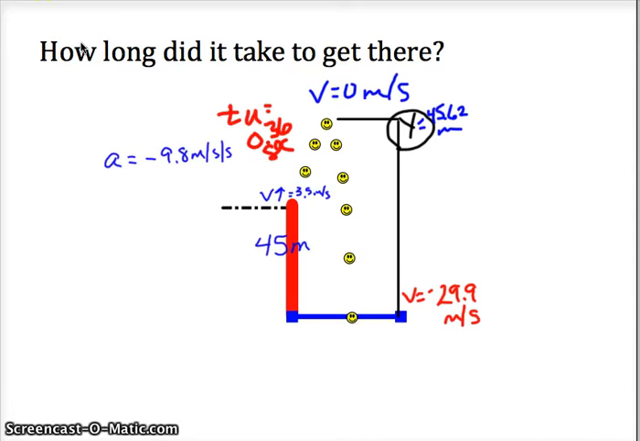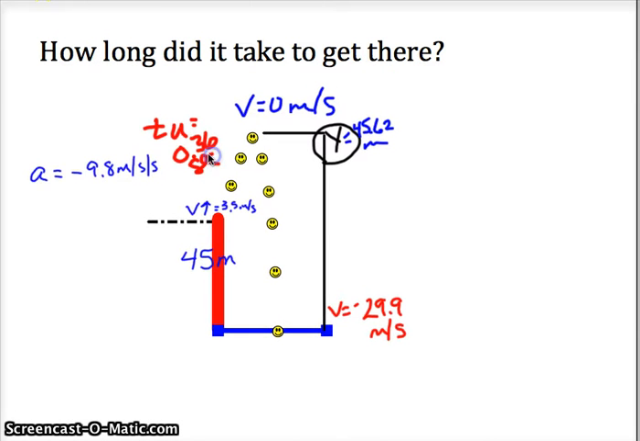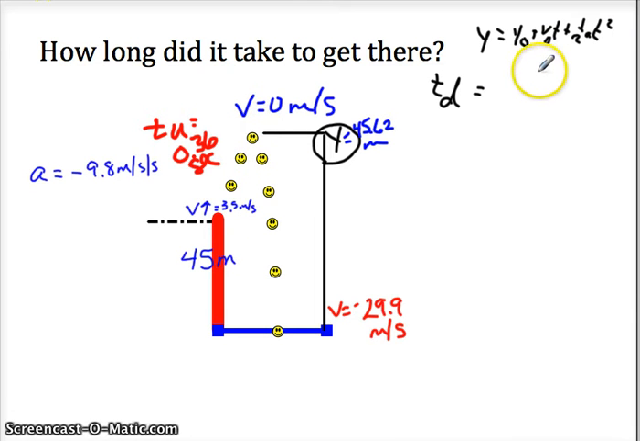The final question is, how long did it take to get there? Well, we have our time up. Now we need to find our time down. Time down should be a rewrite of y is equal to y naught plus v naught t plus 1/2 at squared, because we're looking at it from the falling object aspect. We want to find the time down. So this should be the square root of 2y divided by a. And again, remember a cannot be negative because we can't take the square root. Time is also never negative.